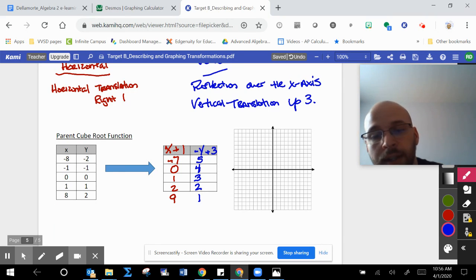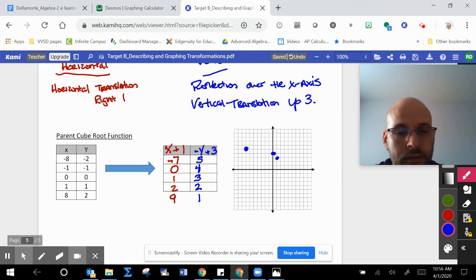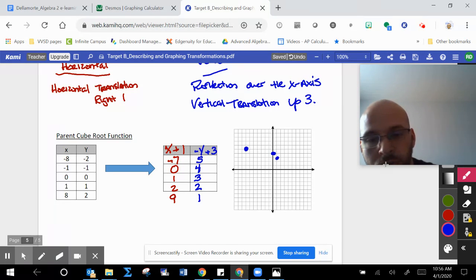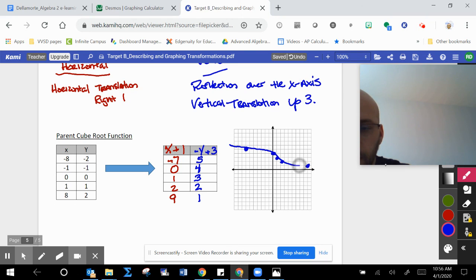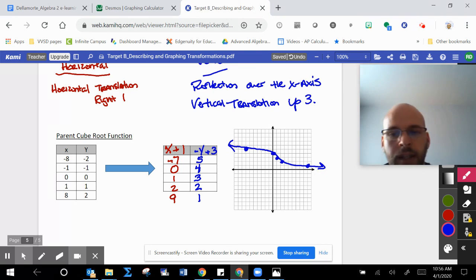So I would go to, let's say, negative 7, comma 5. So that's going to be right about here. 0, comma 4. So that's my y-intercept. 1, comma 3. 2, comma 2. There we go. And then 9, comma 1. And if I connect these, it makes a little curve that looks like this.